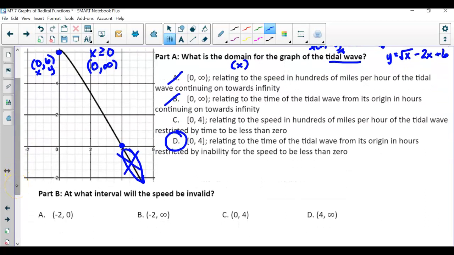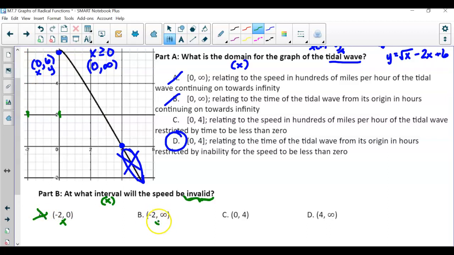Continuing looking at the graph. Now it's asking what interval is invalid, which we technically talked about in part A. Here they're trying to trick you, because this says -2 to 0. But if you look at the graph, do we have any x values? Because remember, interval is x values. Do we have any portion of the graph from -2 to 0? No. So this isn't even in the graph. So A is not our answer.